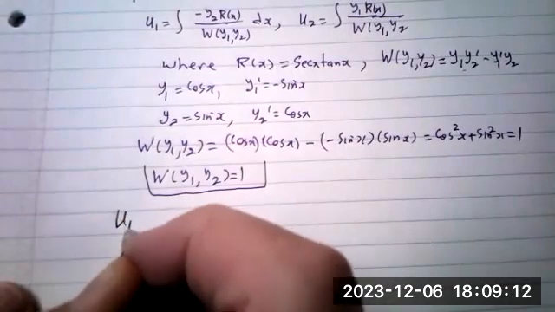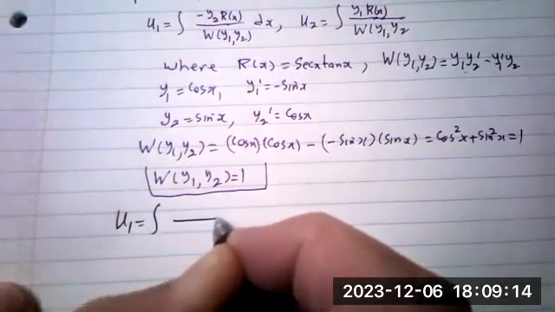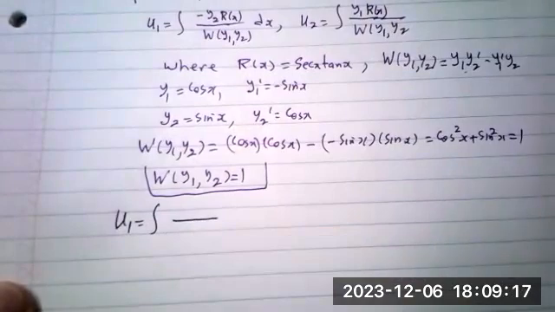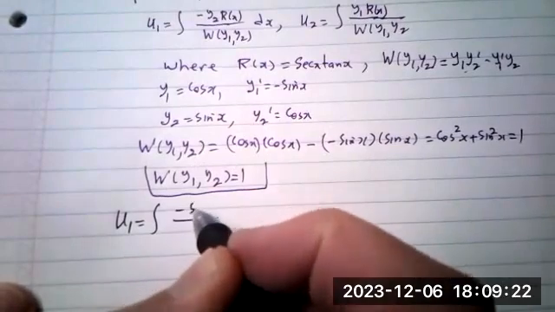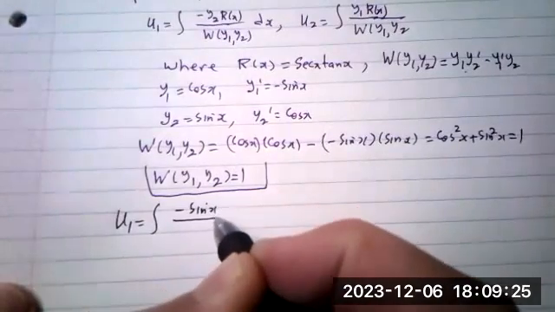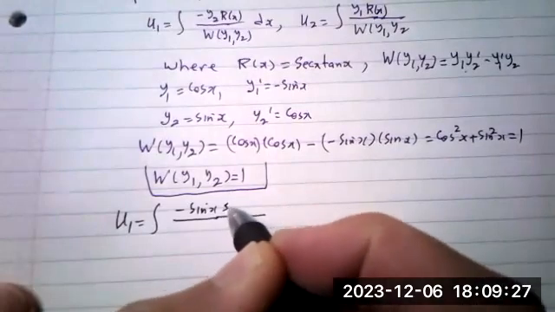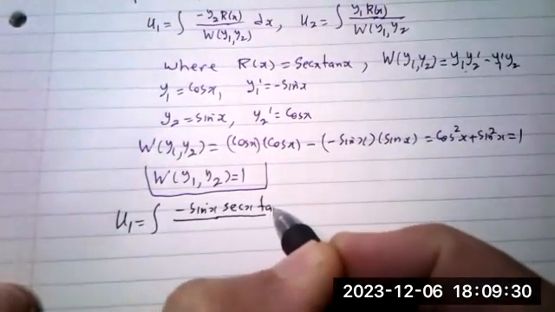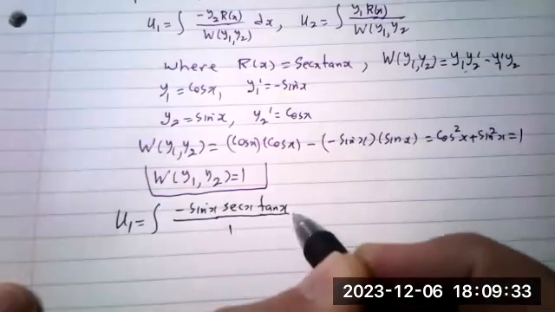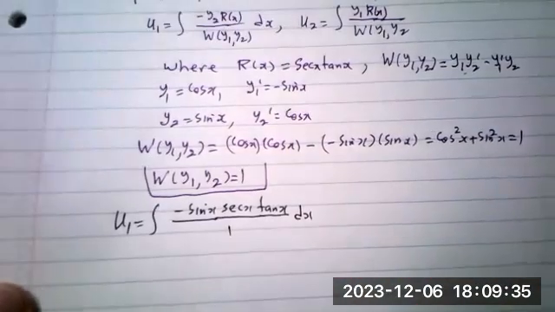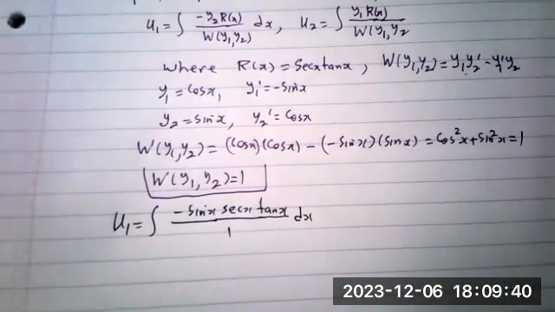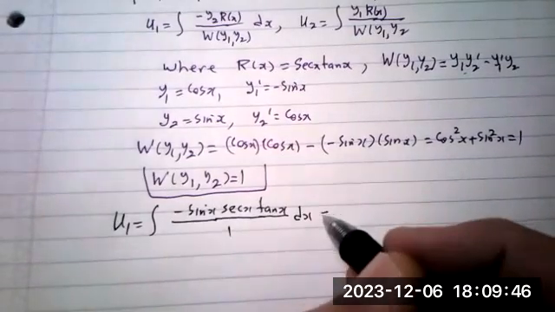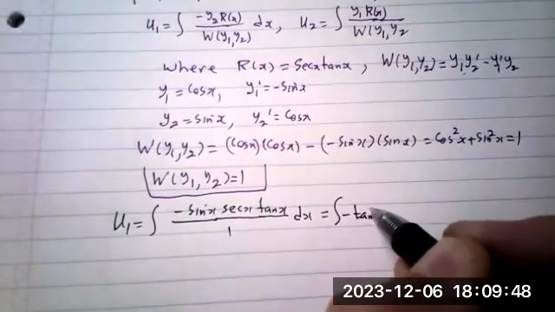So u1 is equal to the integral of negative y2. I picked y2 to be sine, so that gives negative sine x, times R(x). R(x) is secant x tangent x, divided by 1, then dx. You simplify it. Secant is 1 over cosine, so sine over cosine would be tangent. Tangent times tangent would be tangent squared. So this is going to be negative tangent squared x dx.